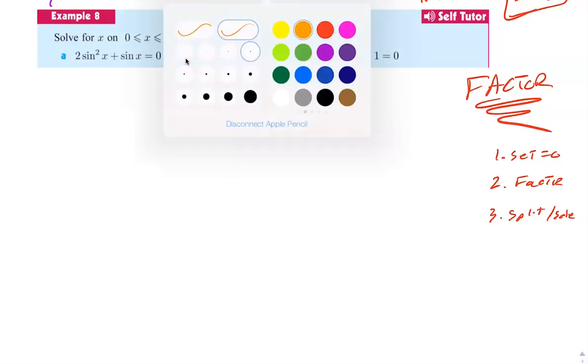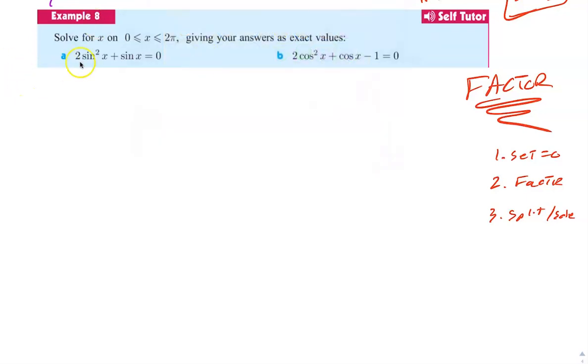So look at the first one here. I have 2 sine squared x plus sine of x. Sometimes I've noticed it helps people if you just ignore the signs. Pretend it's 2x squared plus x equals 0. So just ignore the signs for now. How would I solve that? Well, they both have an x. So we could factor out an x. And you get this.